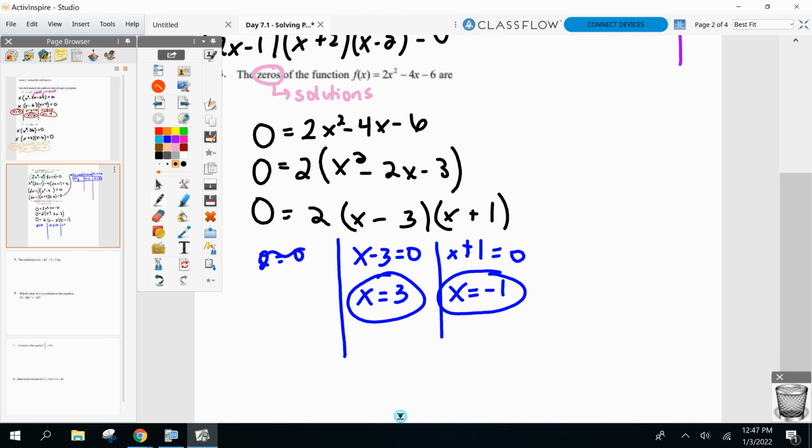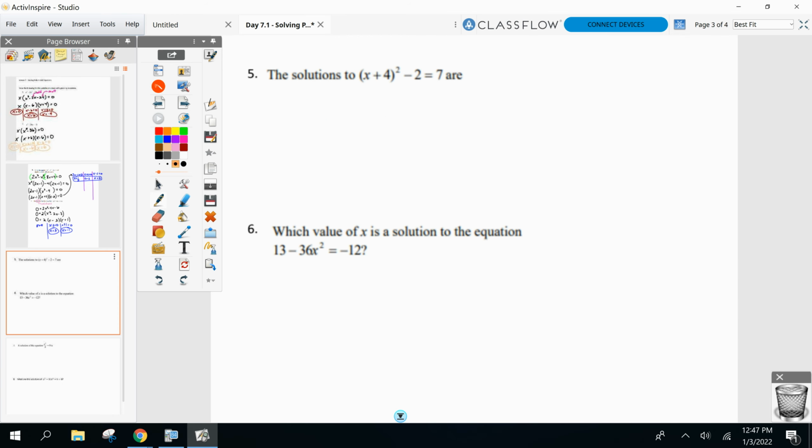Anything so far? Those last four were just different types of factoring. Can I get away without factoring in some of these problems? Darn right we can. We do not have to factor every single problem to find x. Let's talk about this one, the solutions to this one.